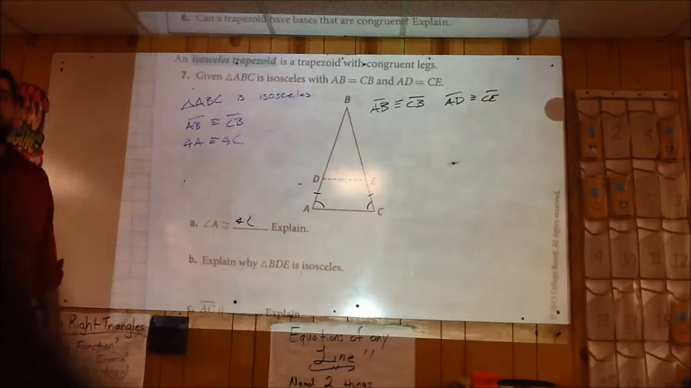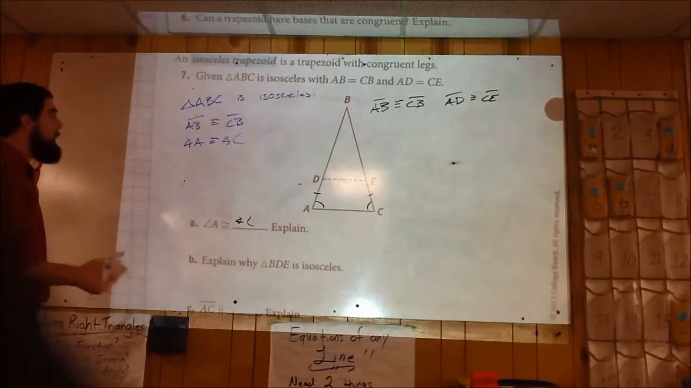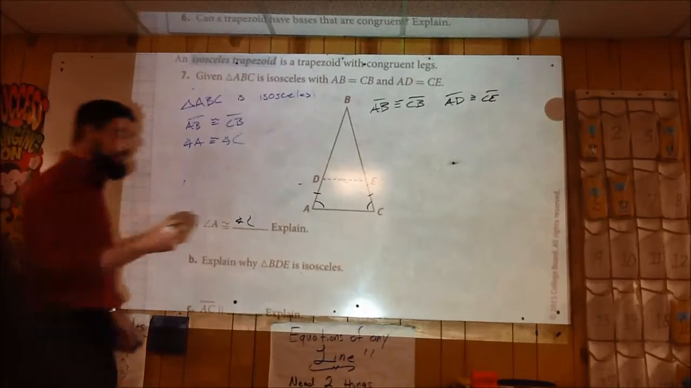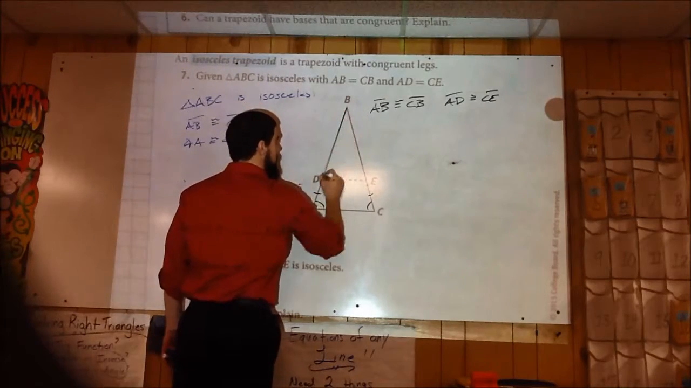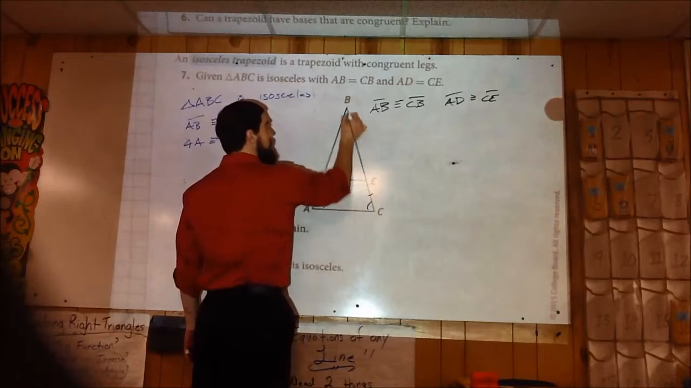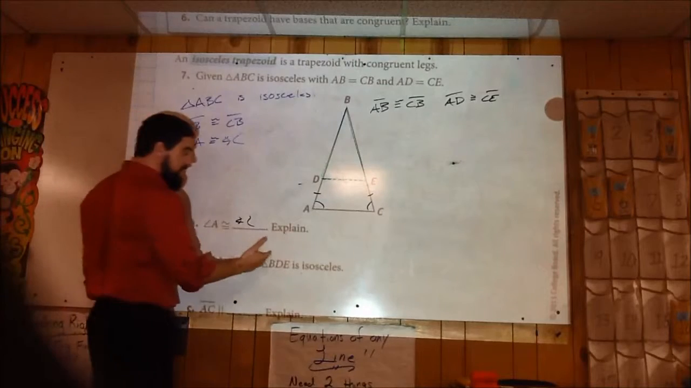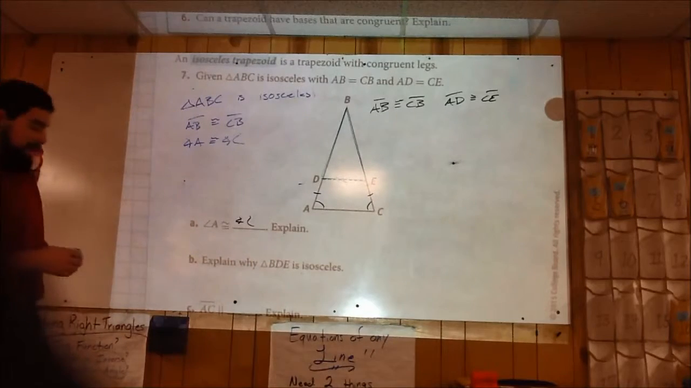Anything that goes on the board should probably be in your textbook. And so we justified that by the isosceles triangle theorem. Well, there's another triangle within this diagram, and that is this guy right here. So it says explain why this triangle has got to be isosceles.